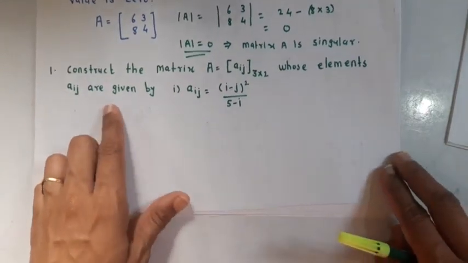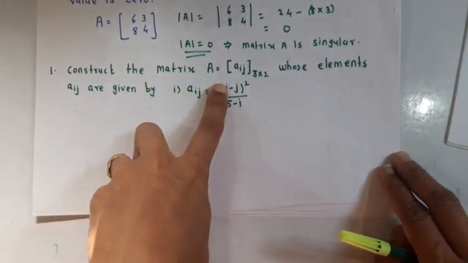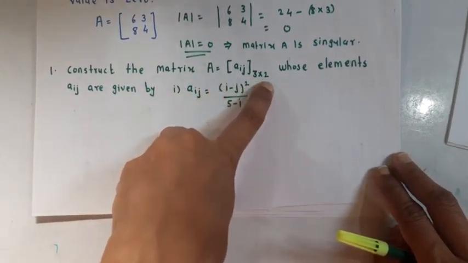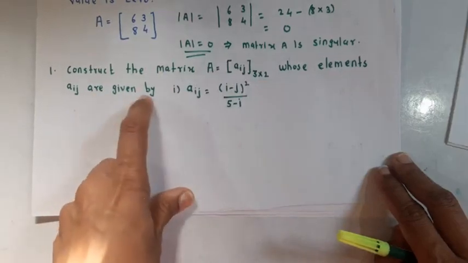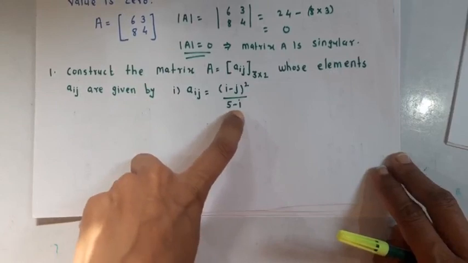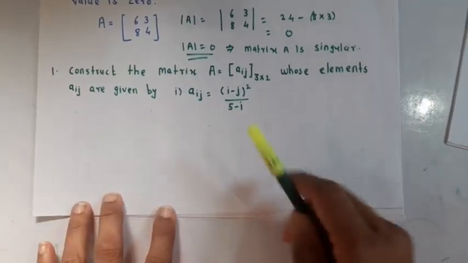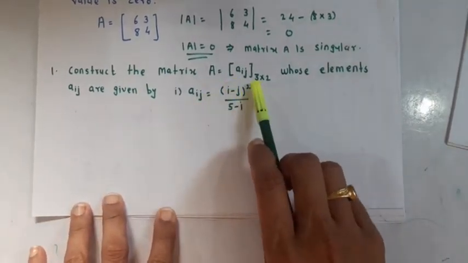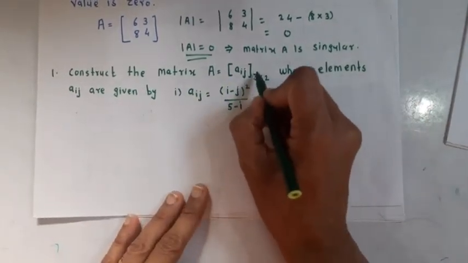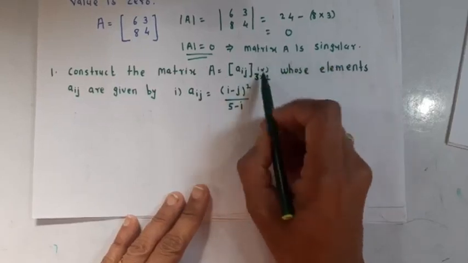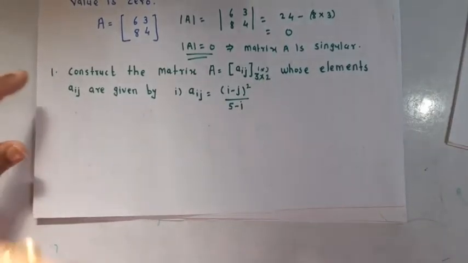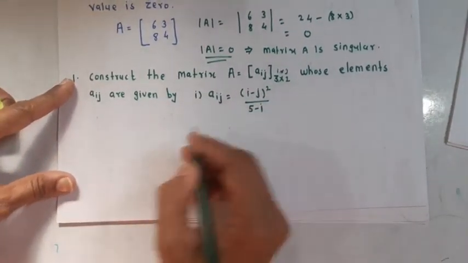The first problem is: construct the matrix A equal to [aij] of order 3 by 2, whose elements aij are given by aij equal to (i minus j) whole square upon 5 minus i. So students, we have to form the matrix of order 3 by 2. Here i represents the number of rows and j represents the number of columns. So A is the matrix of order 3 by 2.